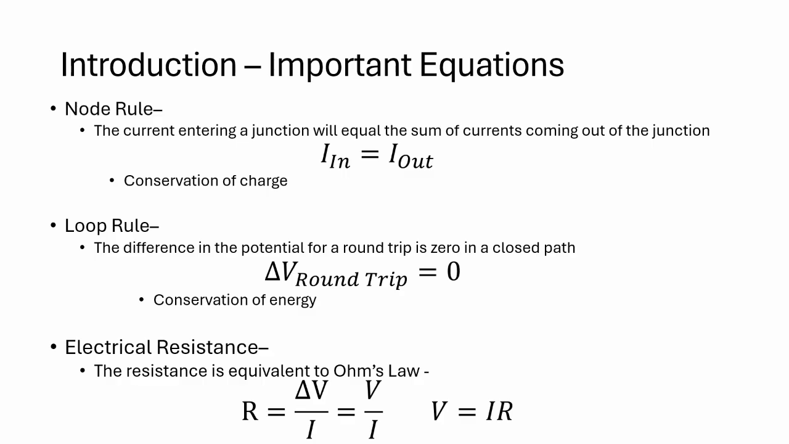the sum of the currents coming out of a junction. So the current coming in is equal to the currents coming out. This is due to the conservation of charge. The loop rule: the difference in potential for a round trip is 0 in a closed path. This is due to the conservation of energy.